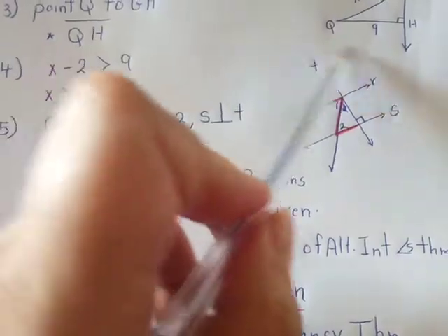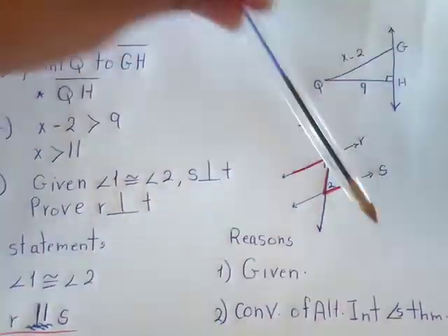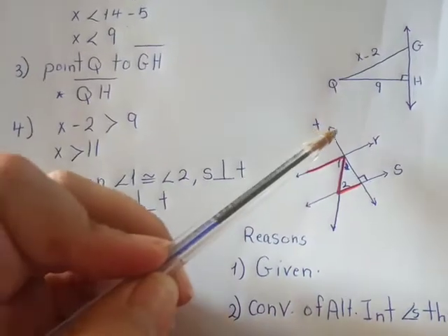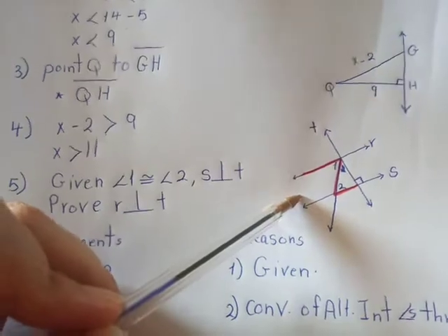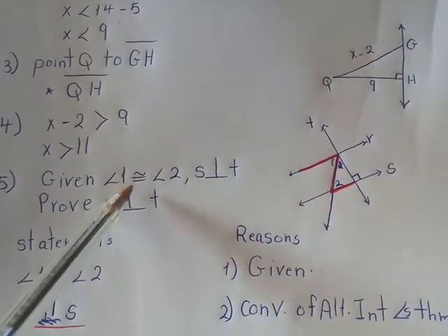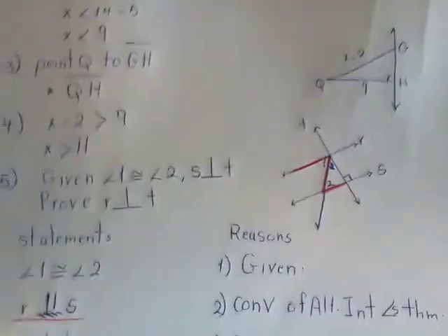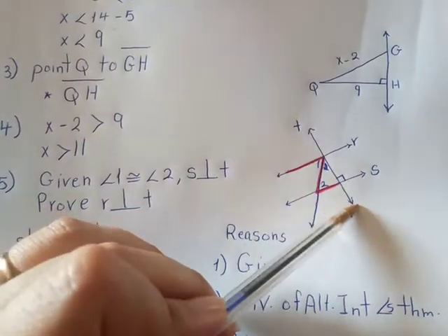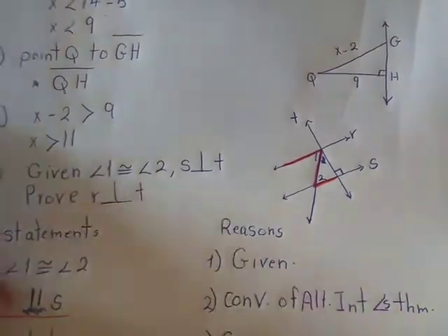Number 5. He gave you this graph. We have two lines, and this is the transversal. Why is this a transversal? T is a transversal because T is intersecting with the other two lines. Okay. So he gave you angle 1 congruent to angle 2, and the line S perpendicular to the line T. Prove the line R perpendicular to the line T.